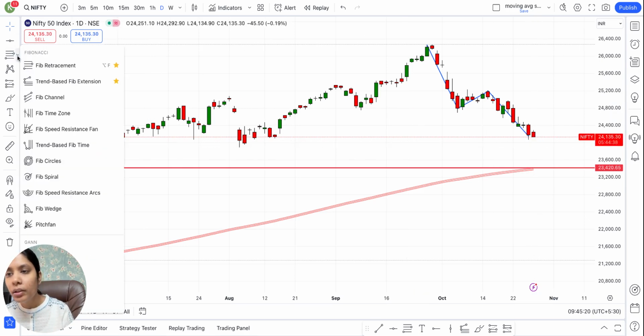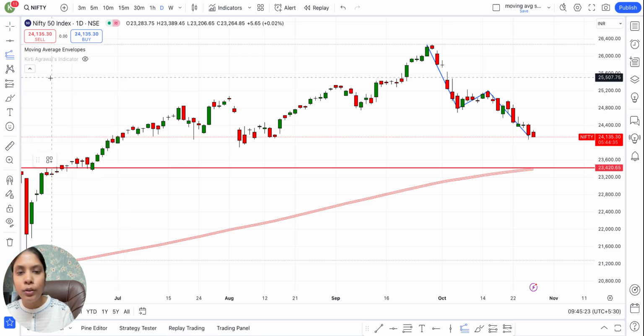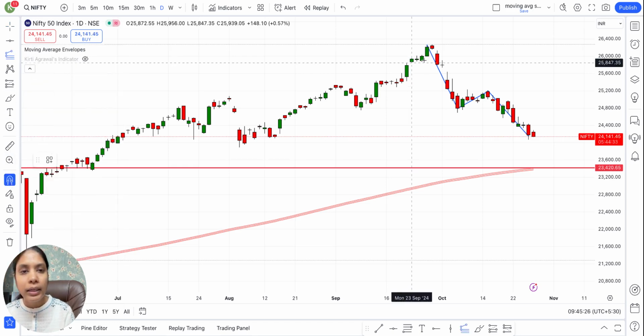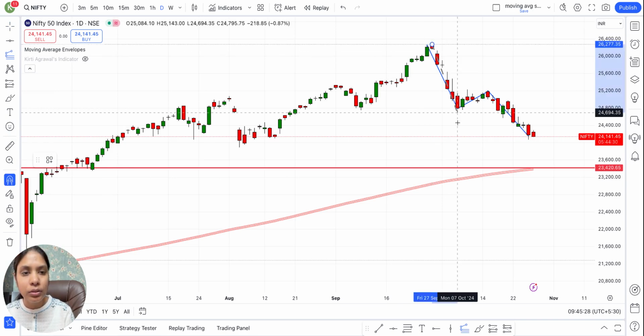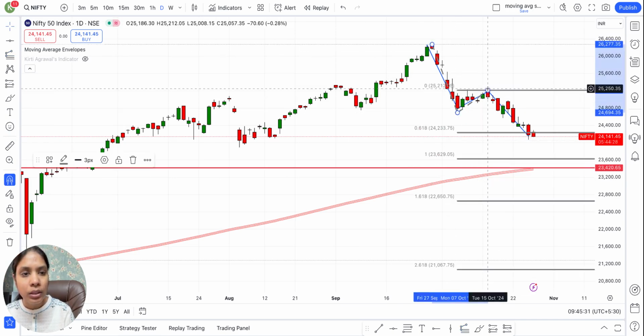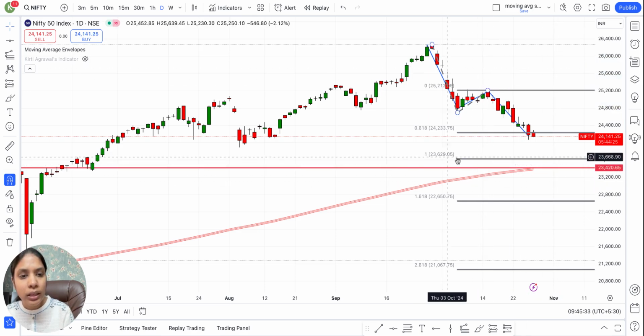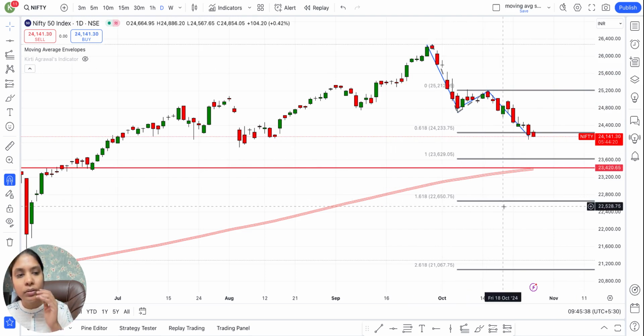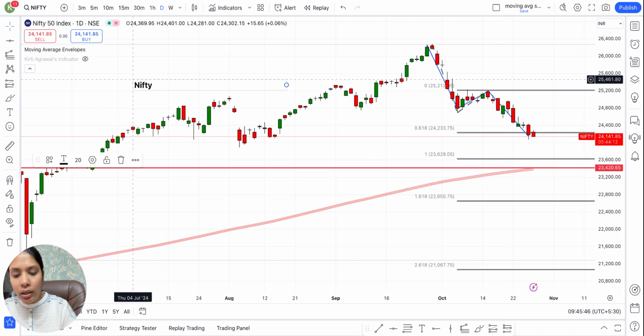There is a very beautiful tool which we use a lot as price action traders, the Fibonacci extension. This is 1, 2, and this is the dead cat bounce. If you see, this is the level 23,629, and then on the lower side we have another. So if we conclude from both things, Nifty's major support is around 23,630. Let's keep it 650 to 23,450.